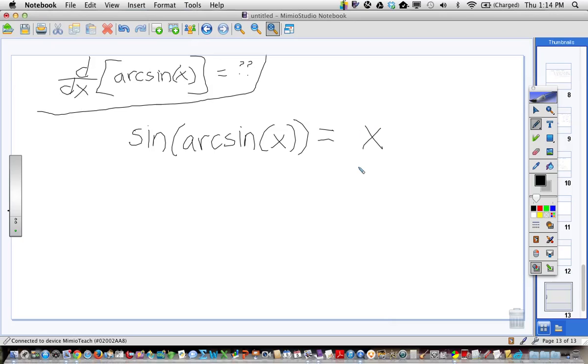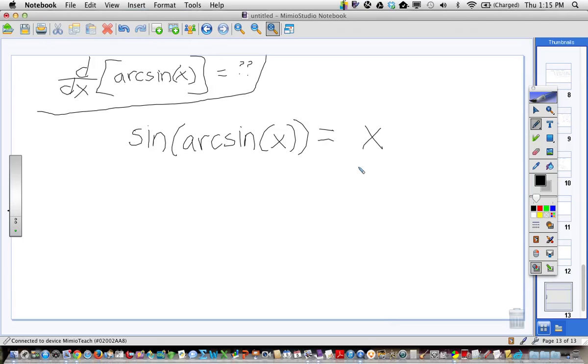Pretend, for example, we put root 3 over 2 in here. What's the arc sine of root 3 over 2? We said a little bit ago: pi thirds, right? And what's the sine of pi thirds? Root 3 over 2, right? And we don't have any domain issues.